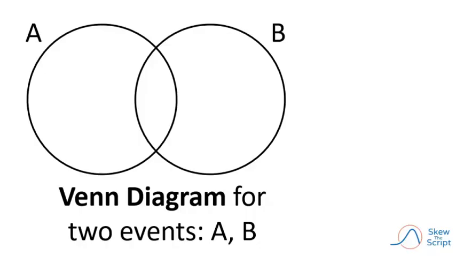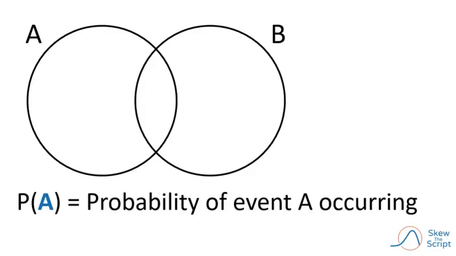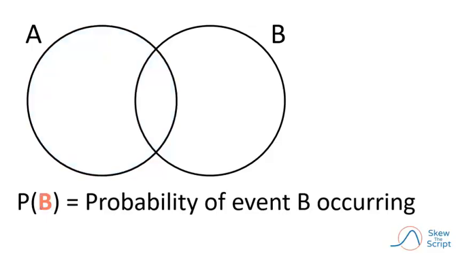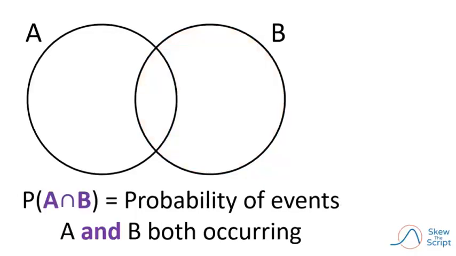Here's what's known as a Venn diagram, which in this case describes the probabilities behind 2 events, event A and event B. Here's how Venn diagrams work. If we want to find the probability of event A occurring, we would look at all the numbers contained in the entire event A circle. Then, if we want to find the probability of event B occurring, we'd look at all the numbers contained in the event B circle.